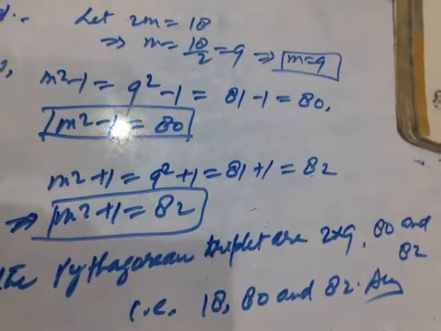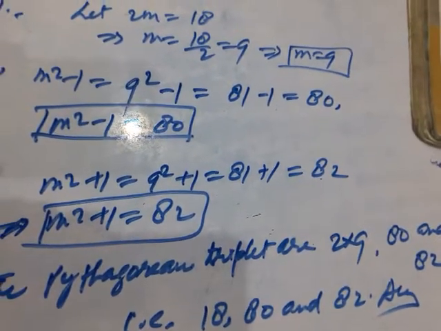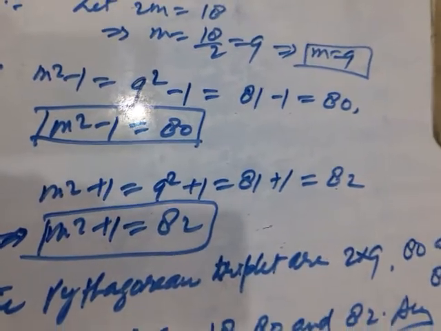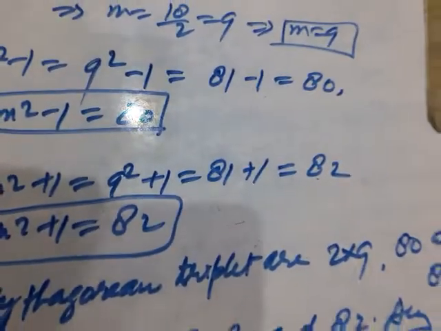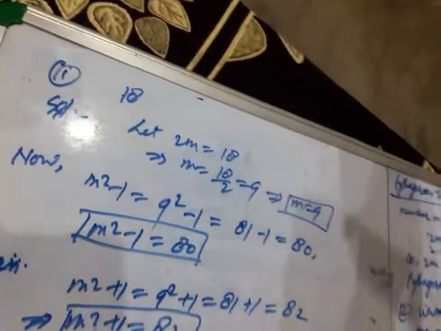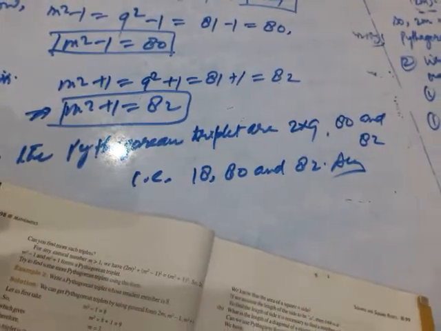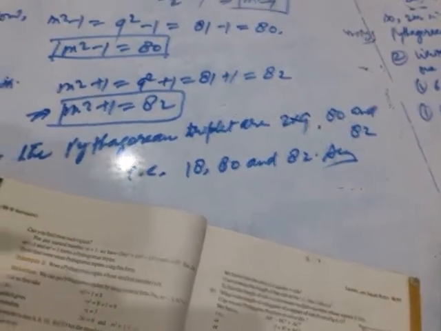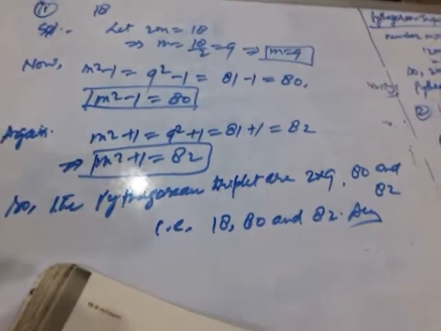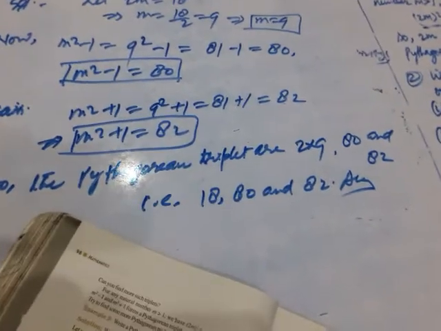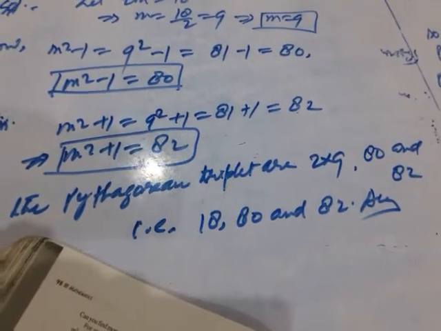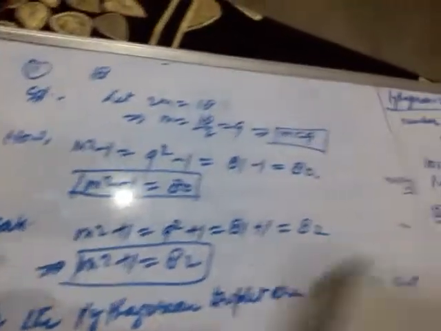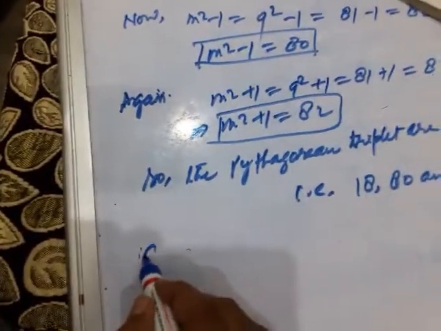Okay children? So this exercise 6.2 came to an end. Now what is square root, children? Now coming to square root. How to introduce this concept of square root? Let us start. Square root.